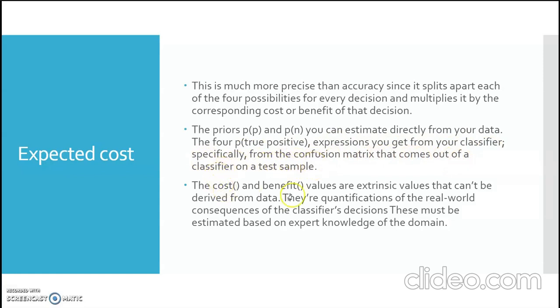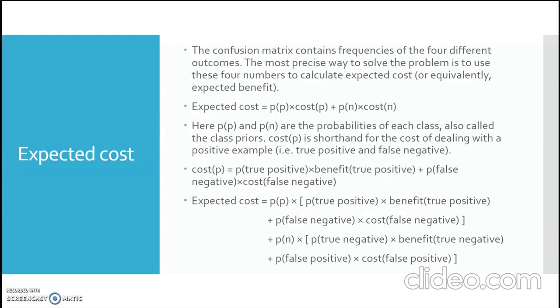But the cost function and the benefit functions are extrinsic values that can't be derived from data. They must be quantified from the real-world consequences of the classifier's decisions, right? So these must be estimated based on expert knowledge of the domain. So the cost and benefit functions here can only be estimated by the expert. However, the priors, the PP and the PN, can be calculated from the data itself.